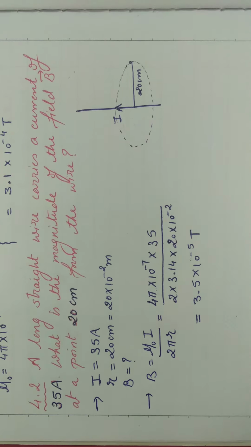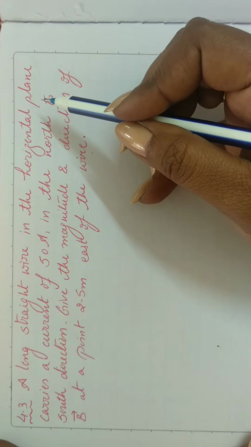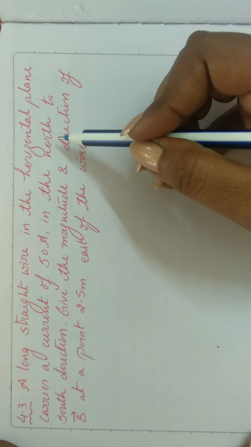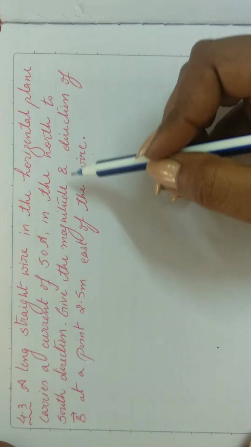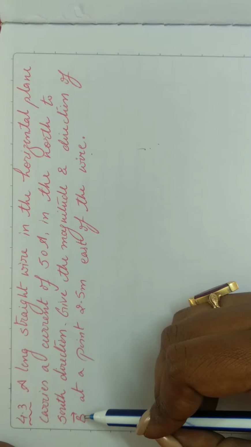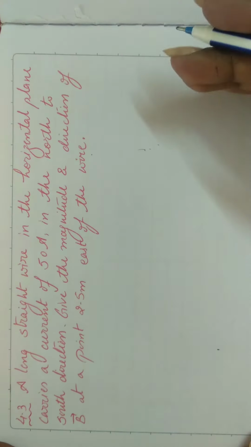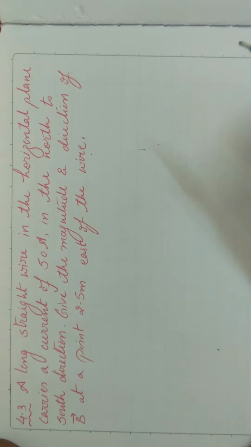Tesla. Now again in this question, we have a long straight wire which is placed in a horizontal plane and it carries a current of 50 ampere. The direction of current is from north to south. We have to calculate the magnitude and direction of magnetic field at a point which is 2.5 meter on the eastern side of the wire which is lying in the horizontal plane.